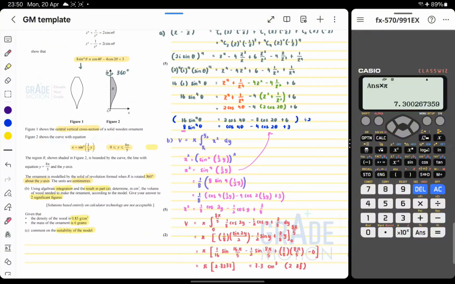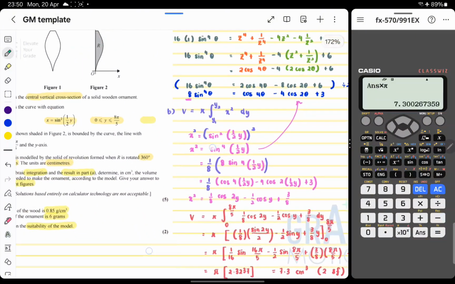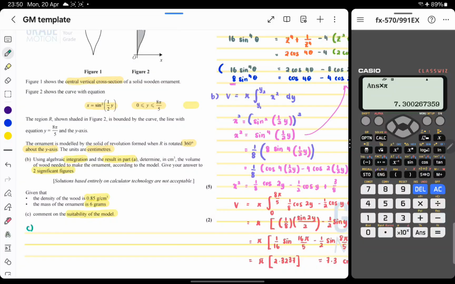Moving on to C now. They give us the density and the mass of the ornament, and they want us to comment on the suitability. So let's compute the volume of the actual ornament. Volume is equal to mass over density. So what is our mass? Our mass is 6, over 0.85. So let's compute that, 6 over 0.85.